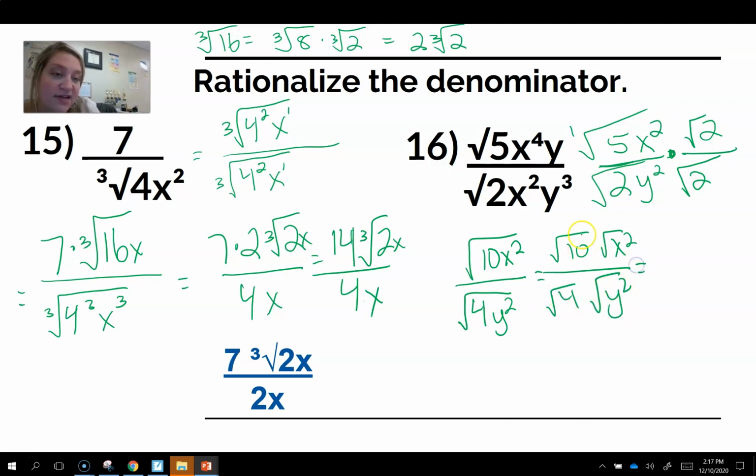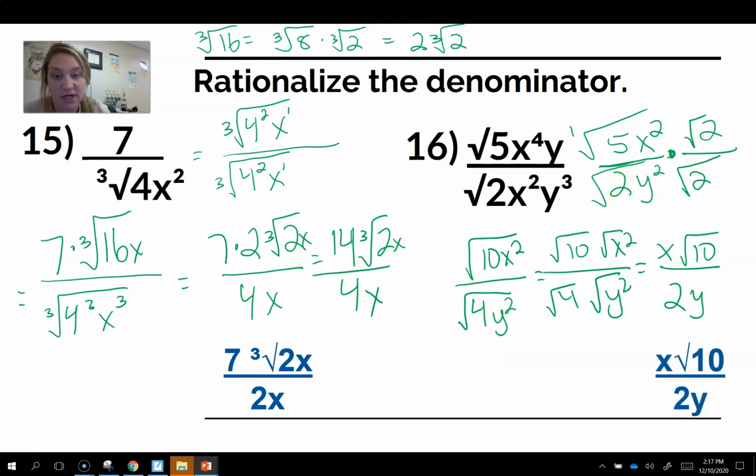Split them up. Square root of 10 does not simplify. Square root of x squared does. So I have an x on the outside, square root of 10 on the inside. Denominator, square root of 4 is 2. Square root of y squared is y. We wanted that to happen. That's what we needed to happen. Okay. There is nothing left to simplify, so that is my final answer. Because the pieces on the outside were x, 2, and y, and there's no simplifying.